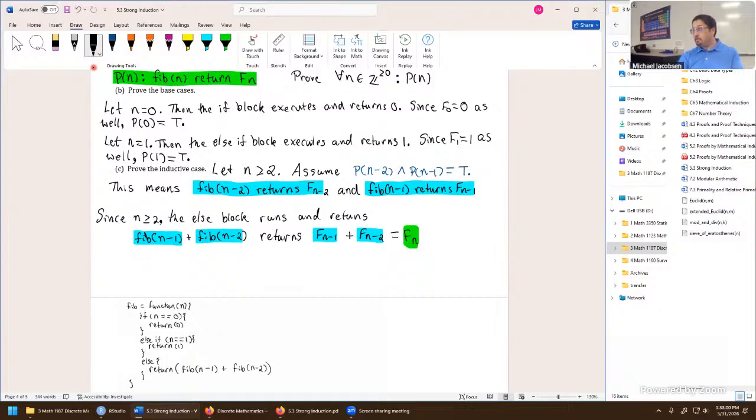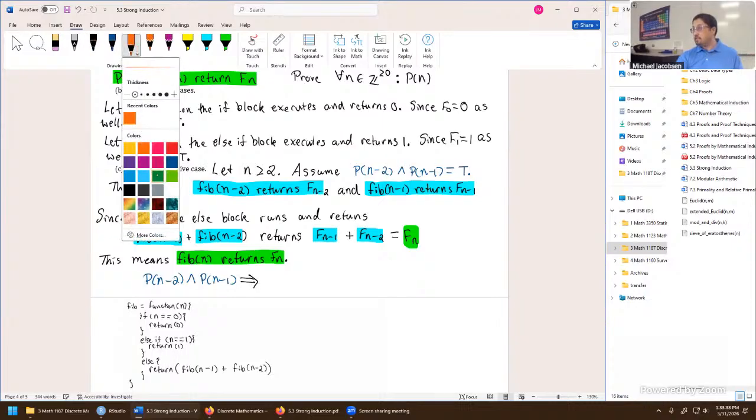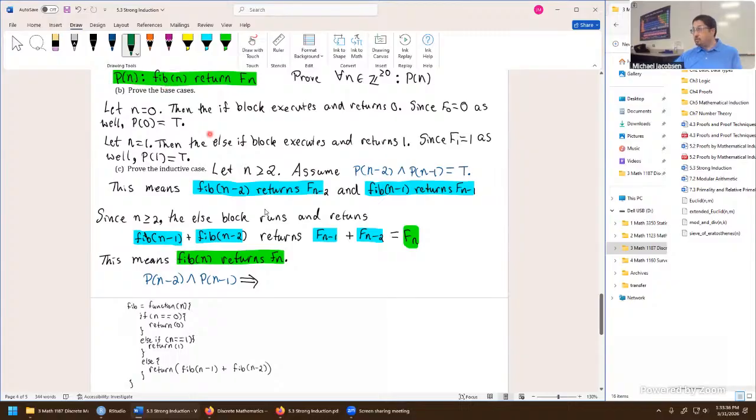So let's say that all together. This means fib at n returns the nth term of the Fibonacci sequence. So what we've shown all together is this assumption way over here, p at n minus 2 and p at n minus 1, in fact, directly implies that p at n is also true.